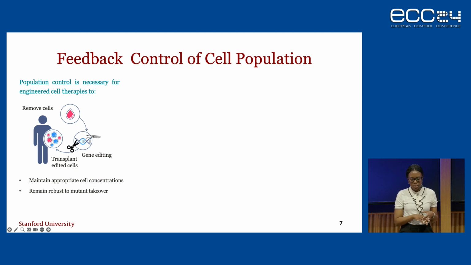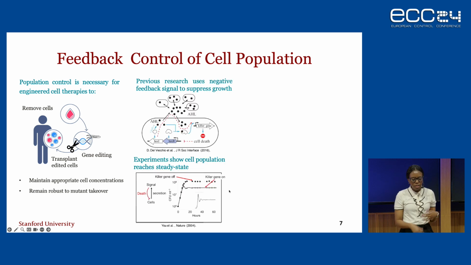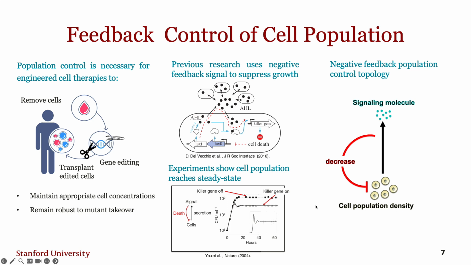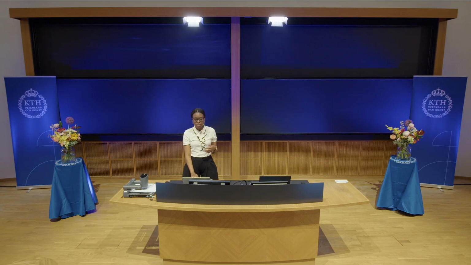Cell populations basically need to be maintained at a constant level. There has been some past research with bacterial cells showing how you can control the density of a cell population. This is done through interfacing the signaling molecule, which is used as a feedback signal, with a gene that causes death of the cell. So the signaling molecule acts like a feedback input to suppress the growth of the cell population. This is referred to as negative feedback population control.